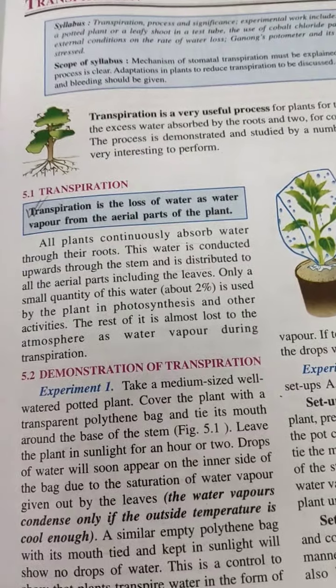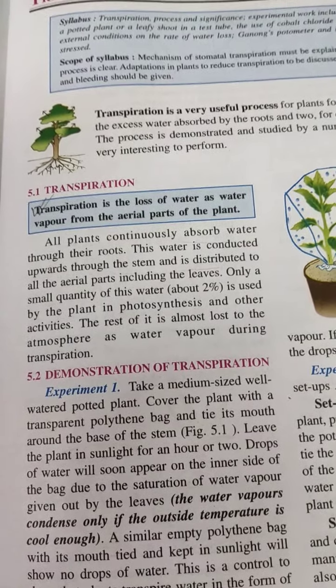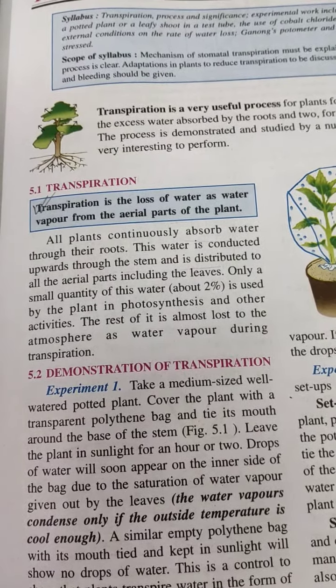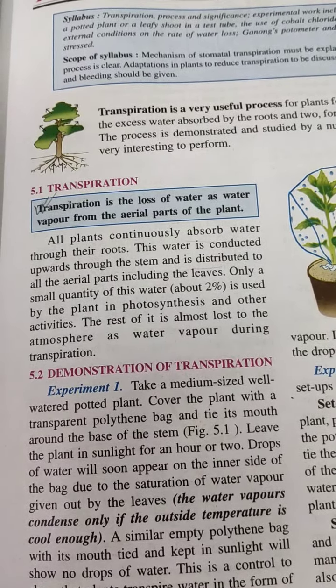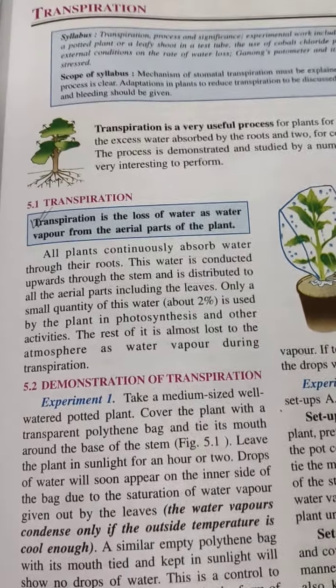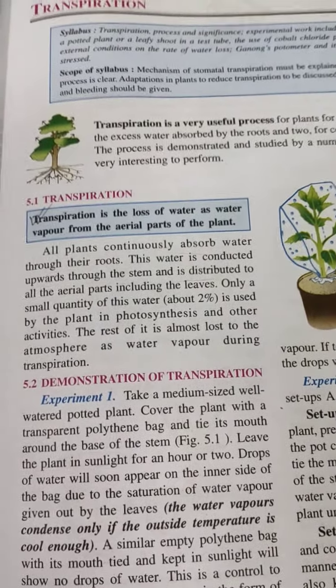So what is transpiration? It is the loss of water as water vapor from the aerial parts of the plant. Aerial parts means it can be stem, it can be leaves, it can be flowers, branches, everything are the aerial parts of the plant. Clear?